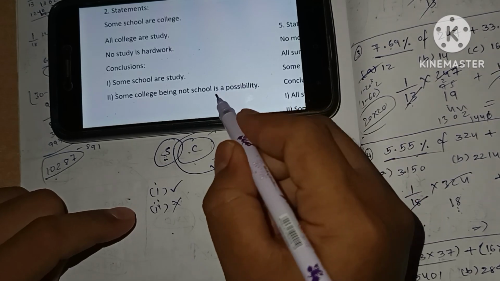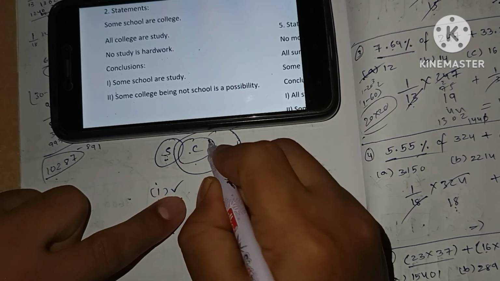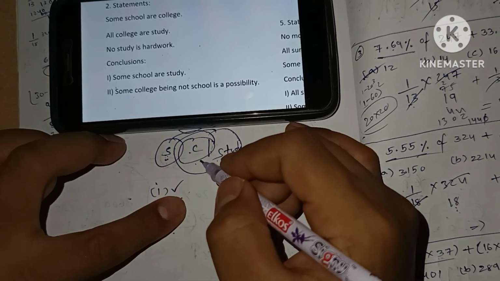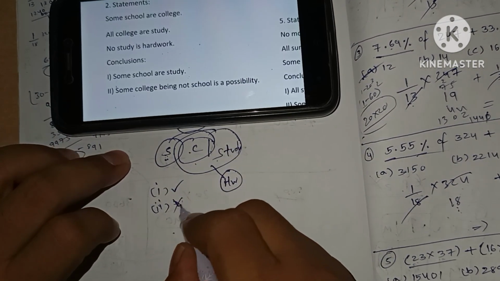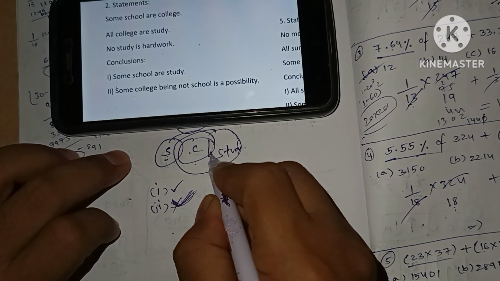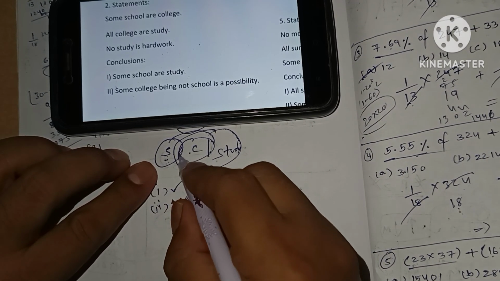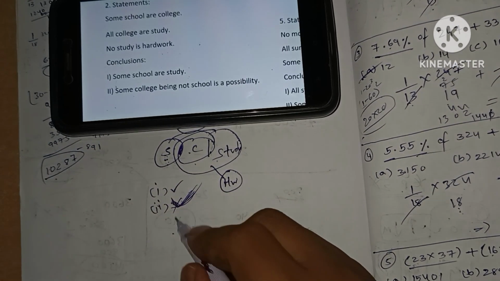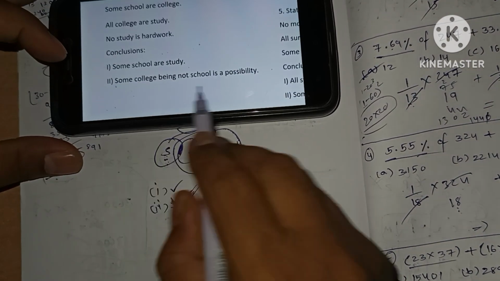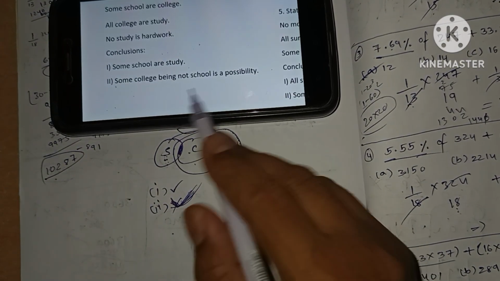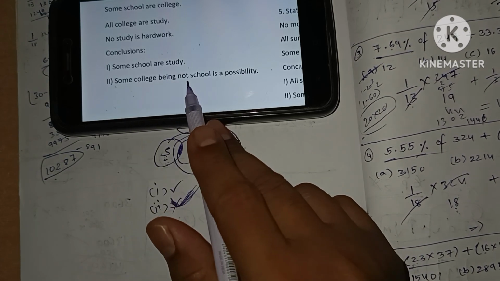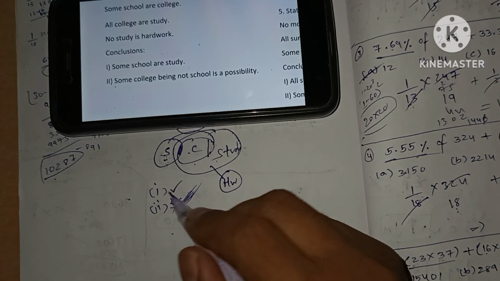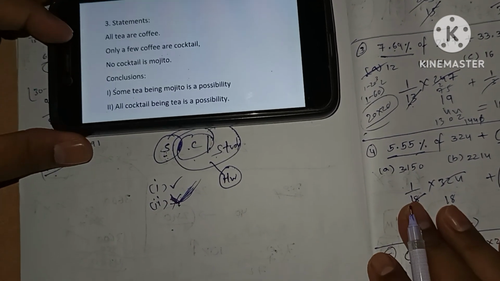Wait a second, it is talking about possibility. So some part of college cannot be school. We can draw this one, it is a possible diagram. So it will be true. Some part of college is not school. We can draw because some part is sharing, but some part cannot be sharing with school. So both 1 and 2 are true here. This is a difficult question for me also, but understanding the actual meaning of the conclusion, you can get the right answer.